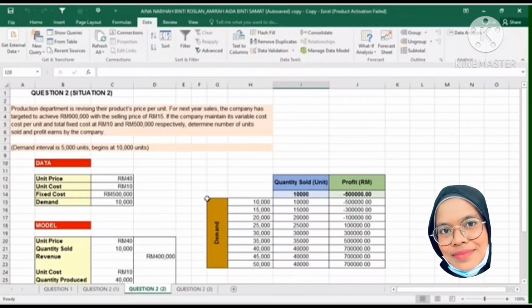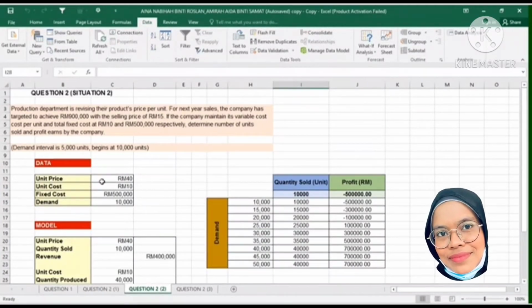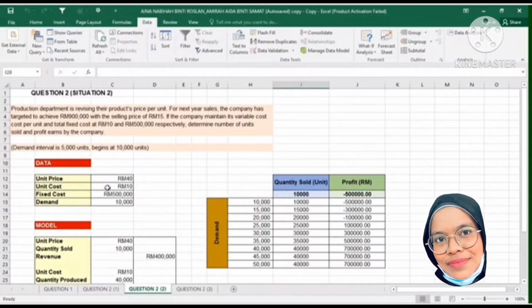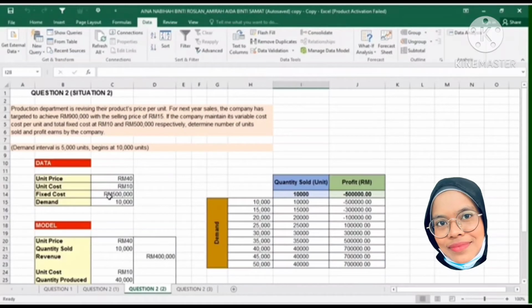Question 2, situation 2. First, we need to bring out the data first. Unit price is 40 ringgit, unit cost is 10 ringgit, fixed cost is 500,000 ringgit, and the demand is 10,000.